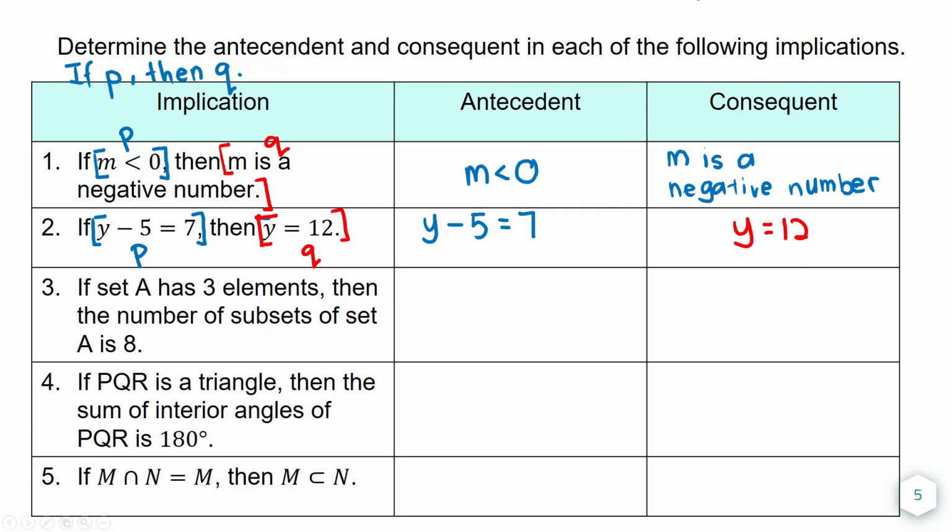Can you follow me? Do you understand what I'm trying to show you? Yes, teacher, understand. Now we do the third question together. If set A has 3 elements, then the number of subsets of set A is 8. Now which one is P and which one is Q?